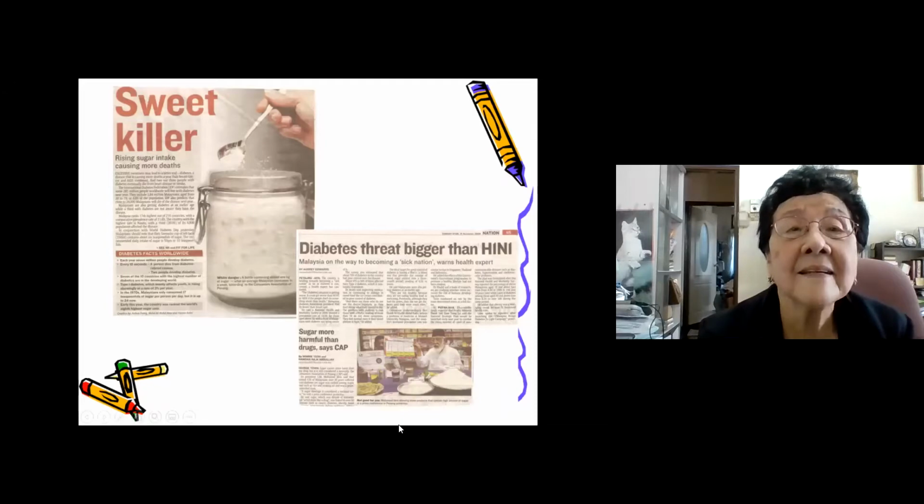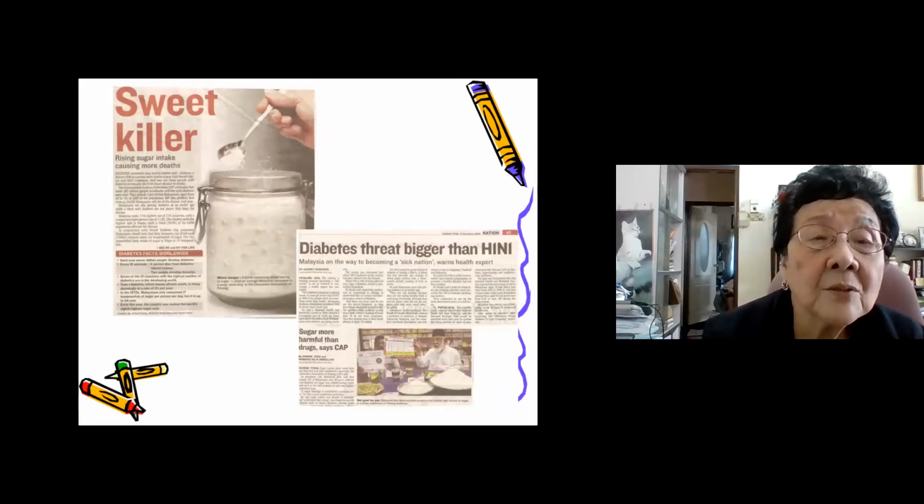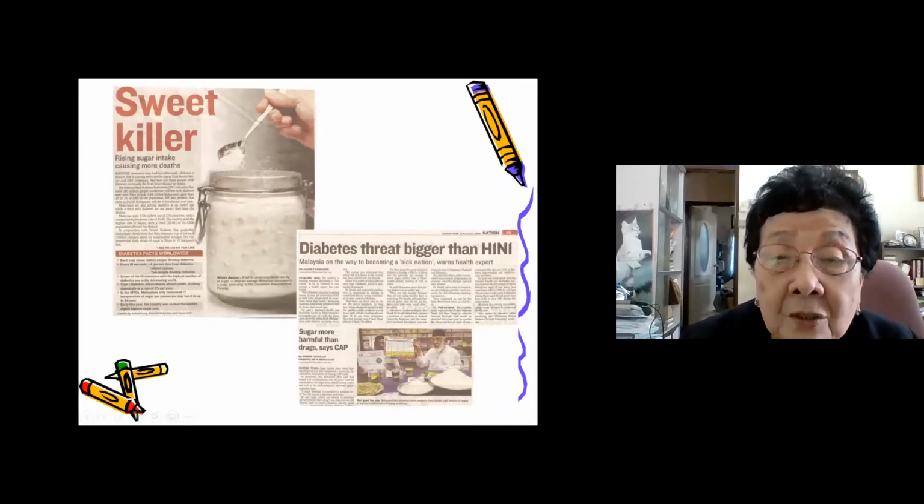Do you remember this picture? Sugar is not good for you. Rising sugar intake causes more deaths. Diabetes facts worldwide. You can read the details for yourself. And for diabetics, the threat is bigger. Sugar more harmful than drugs. Consumer Association of Malaysia.